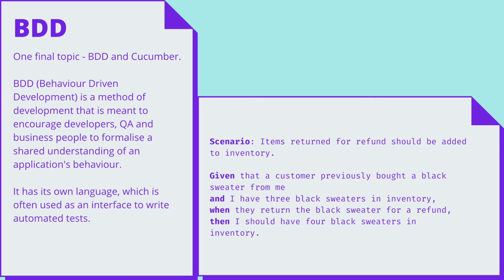BDD is a method of development. It's meant to encourage developers, testers, and business people to formalize a shared understanding of the way the application works. And it has its own language. We've got this idea of scenario, then you outline a pre-existing condition like a given and a set of conditions beyond that, which you can specify with and. The when condition is when actions start to occur, and the then is meant to be the verification. So you've got this idea of setting up a context, saying when something happens, then this other thing should happen.